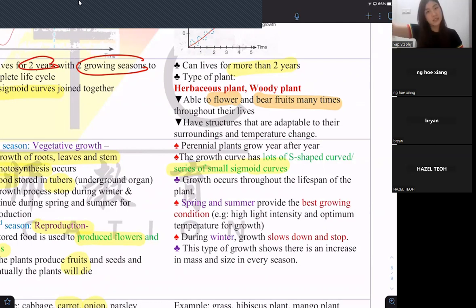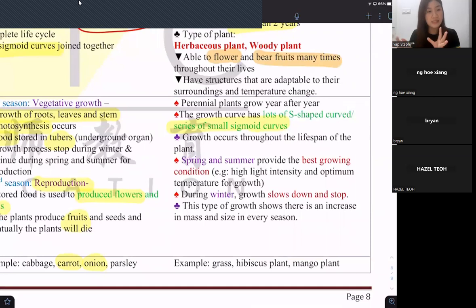Okay, older is very expensive. Like for the tree, it's very valuable. But for this one you can slightly help me to know: different seasons have different growing rates. For example, spring and summer provide the best growing condition, so their growth rate is very fast. But during winter, their growth will slow down and stop because the temperature and also the light density are not suitable. Yeah, like this.